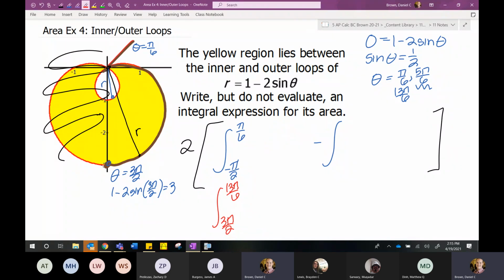So then I have 1/2 r squared d theta, don't forget the r squared part, minus, now we need to do this inside loop. We're going to have to play around and figure out when this inside loop is starting and when it's ending. And when I'm looking at this one, I'm just going to do again just half of it.